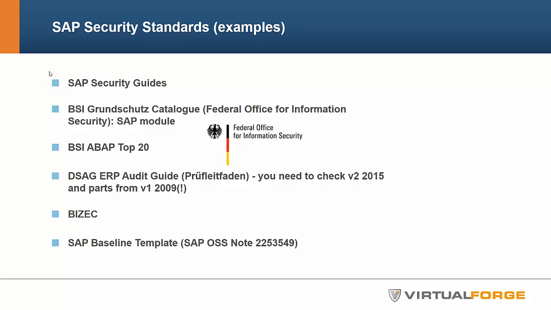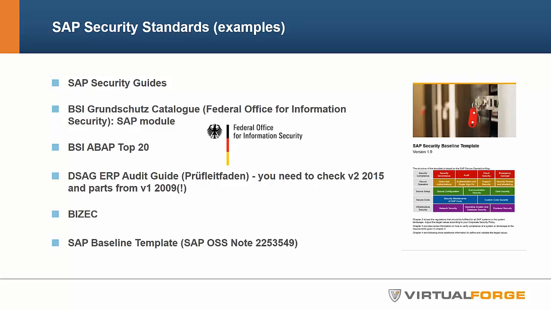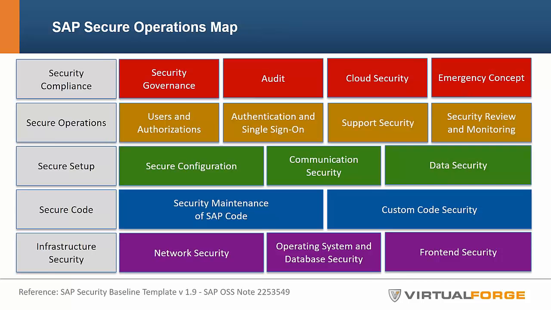So once you start assessing the whole landscape, that brings us to the SAP Secure Operations Map. Then you need to get an overview about the different areas. This is what SAP references in their own SAP Security Baseline template. You can access this template, and it's a Word document you can adopt on your own, via the OSS note we put into the footer.